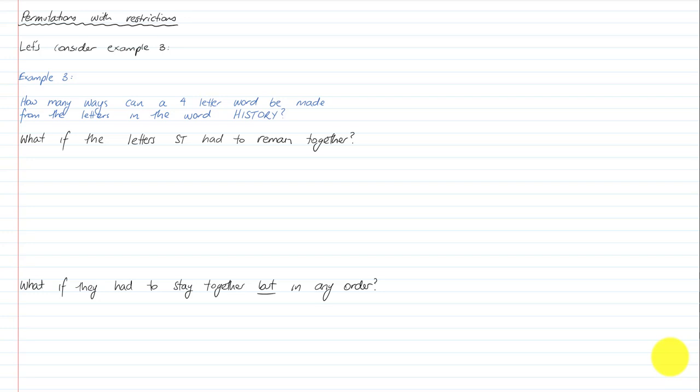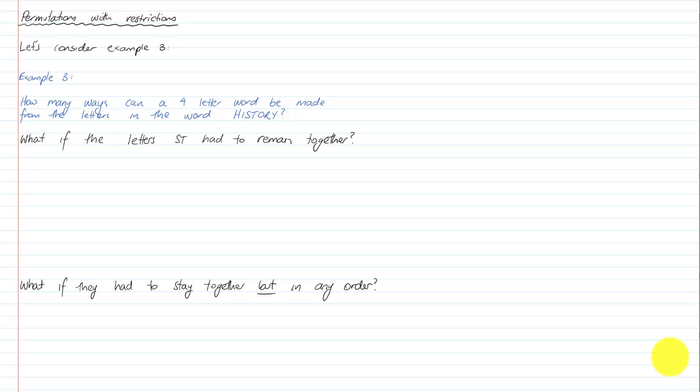Hi and welcome to Unit 1 Topic 1 Video 6, where we're looking at permutations with restrictions. It's going to be a bit of a continuation from our last video, where we look at the same example but consider what happens if there are some restrictions. So let's consider example 3.